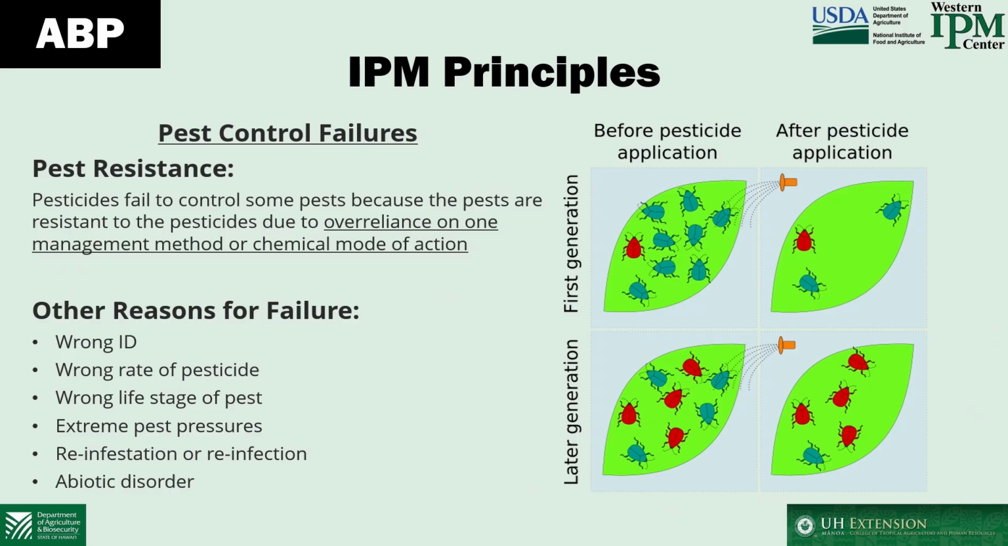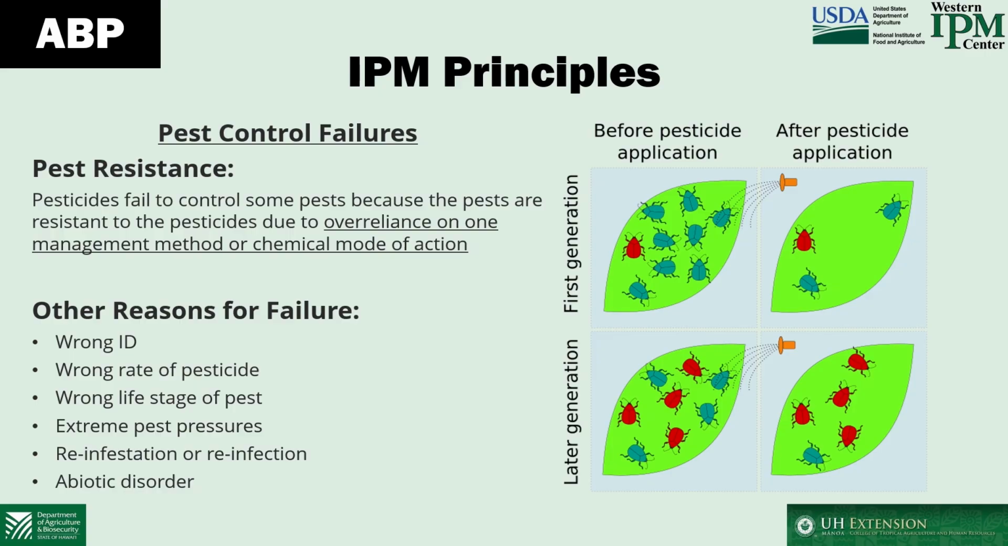So sometimes our pest control fails. There are multiple reasons why this could happen. We could have identified our pest wrong. We could have used the wrong product, the wrong rate. We might have the right product, the right rate for the right pest at the wrong life cycle. There could also just be extreme pest pressure, so one application just is not going to be enough. You can also have reinfestation or reinfection.